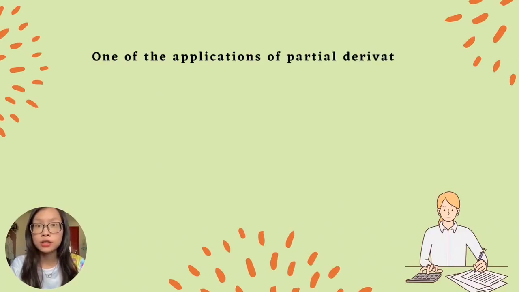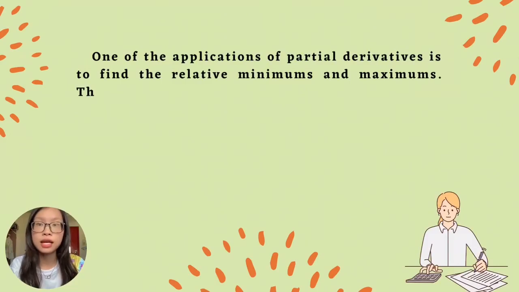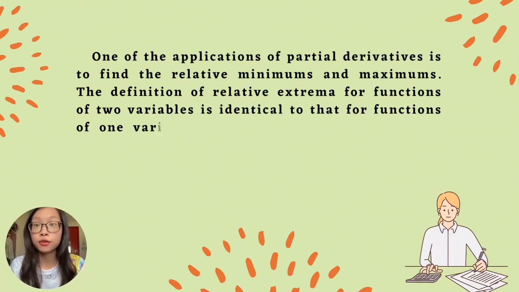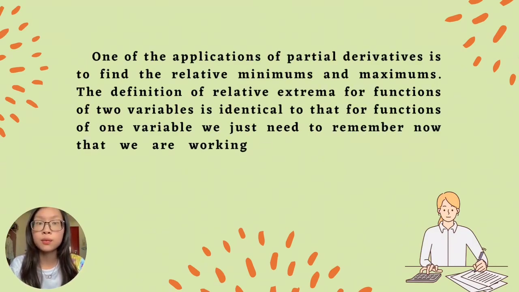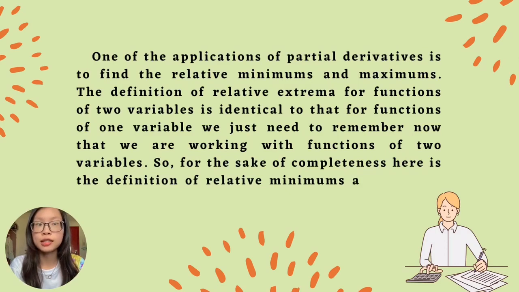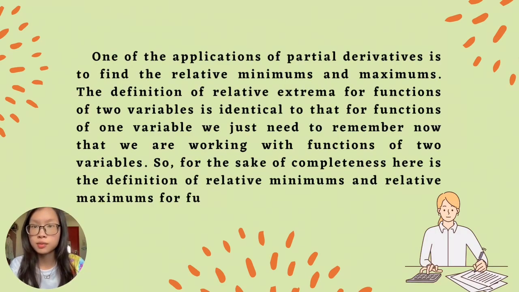One of the applications of partial derivatives is to find the relative minimums and maximums. The definition of relative extrema for functions of two variables is identical to that for functions of one variable. We just need to remember now we are working with functions of two variables. So, for the sake of completeness, here is the definition of relative minimums and relative maximums for functions of two variables.